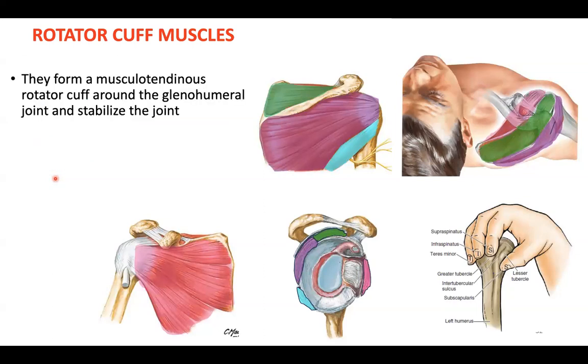So the rotator cuff muscles stabilize the shoulder joint. As you see it here, they surround the shoulder joint anteriorly, superiorly, and posteriorly. So they support the shoulder joint on its anterior, superior, and posterior aspects. But the inferior aspect of the shoulder joint is not supported by muscles. So this is the weak point. That's why inferior dislocations are common in the shoulder joint.